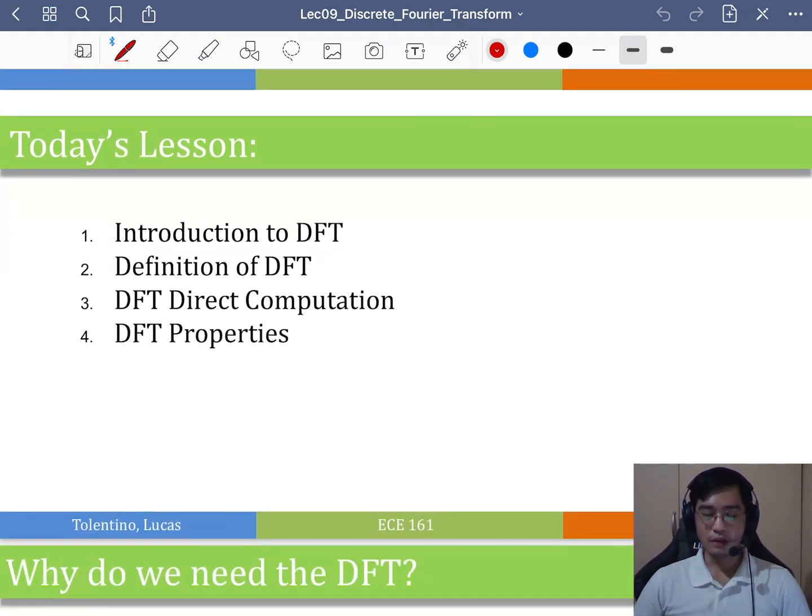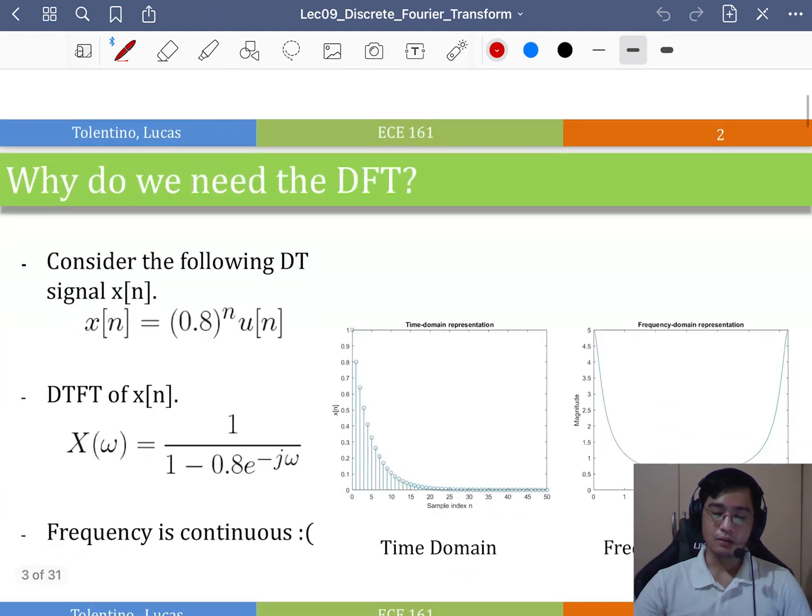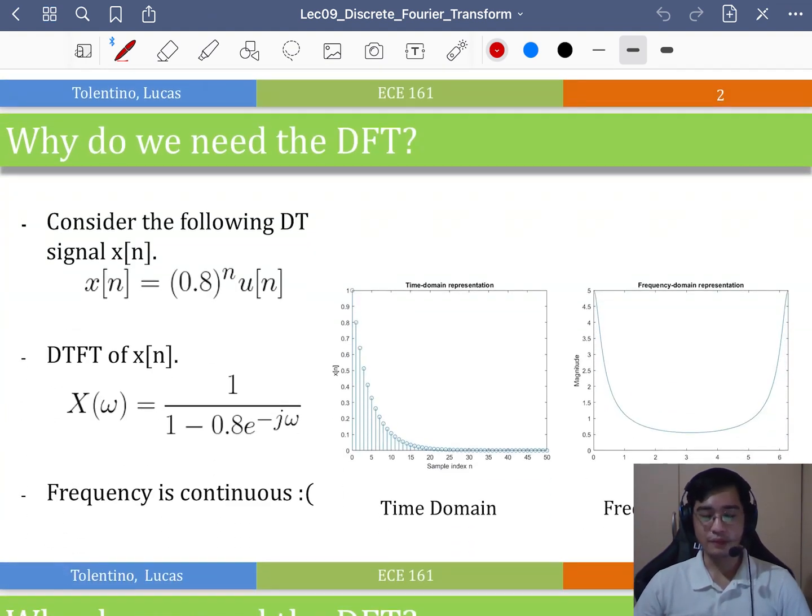Okay, first of all, we want to introduce the discrete Fourier transform, some motivation behind the operation. Why do we need this kind of transform instead of just the discrete time Fourier transform? Number two is we define the formula or the computation of this kind of transform. And number three, we solve some examples using the direct computation. And number four, which we will be discussing on the next part of this video, will be the properties associated with this transform.